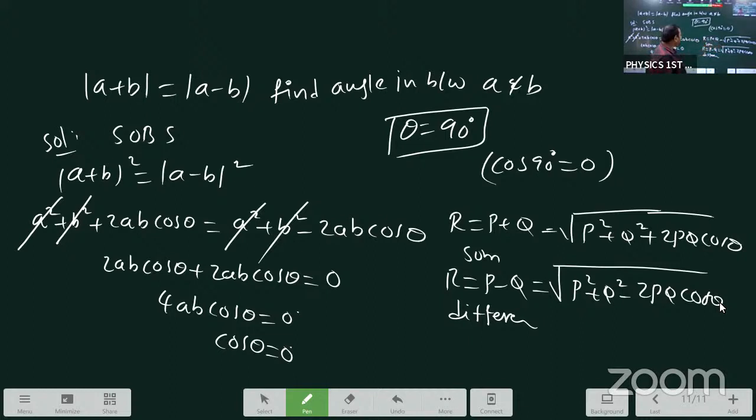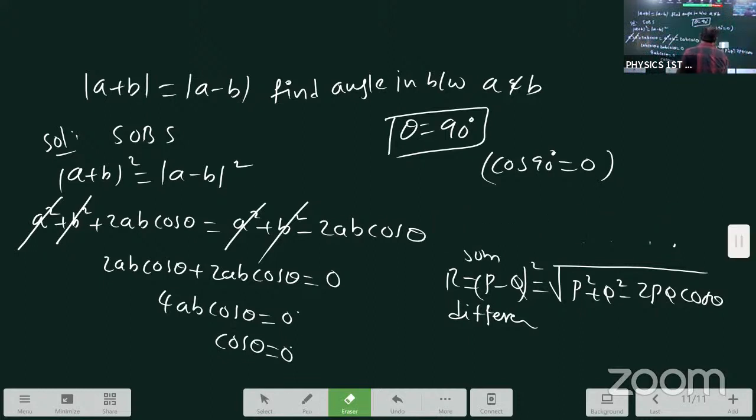For the difference, we follow the same method, with the root on the left side and the square on the right. So, A plus B whole square equals A minus B whole square. A square plus B square plus 2AB cos theta on the left, A square plus B square minus 2AB cos theta on the right. Two terms cancel each other. 4AB cos theta equals 0. Then what is the angle? Theta equals 90 degrees.